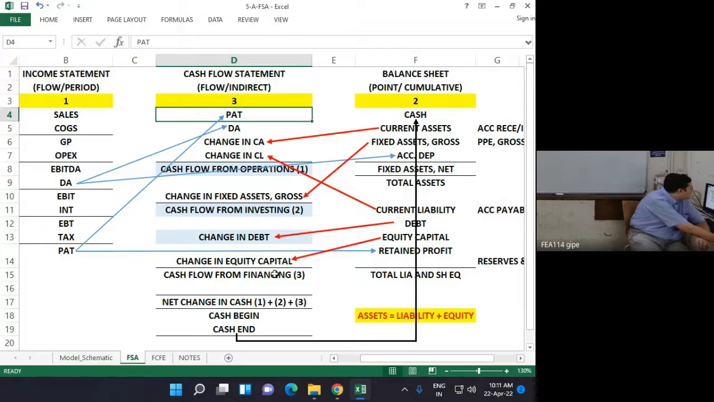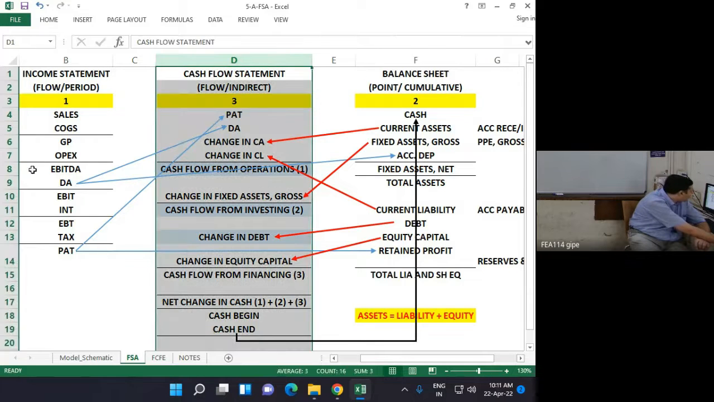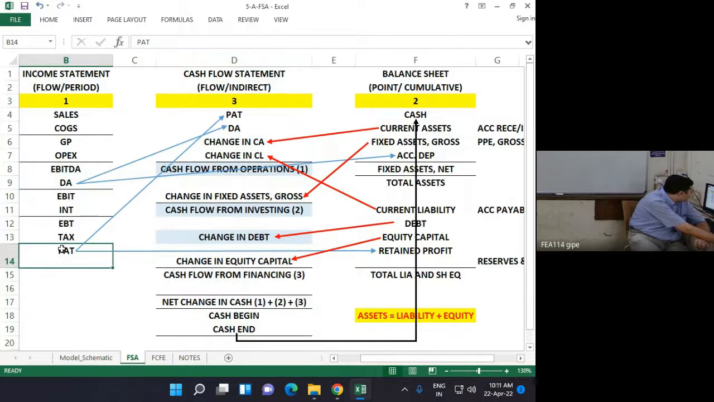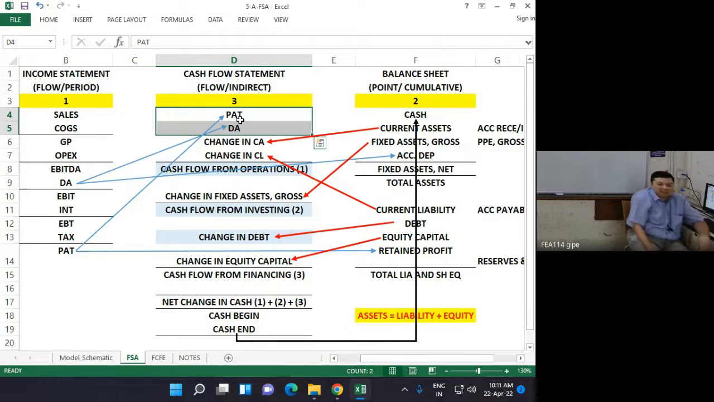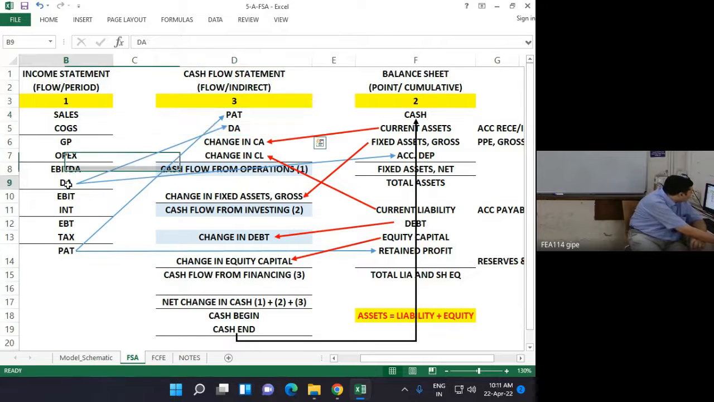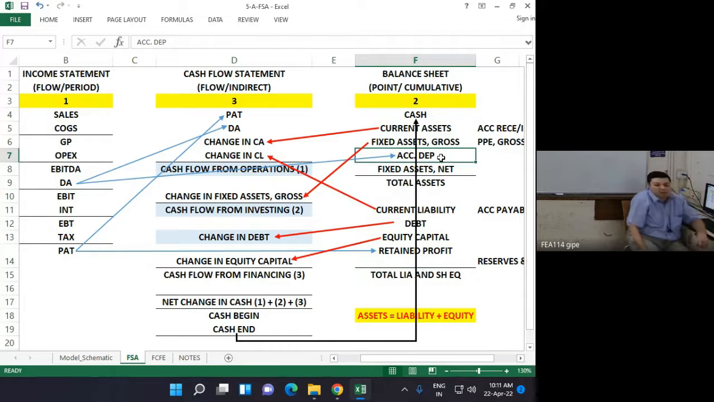So double entry is what makes the entire cash flow statement for us, and you will see that depreciation and PAT directly come from the income statement into the cash flow. So these are the two entries that go into the cash flow from the income statement. Depreciation and PAT also goes back in the balance sheet as retained profit and accumulated depreciation.